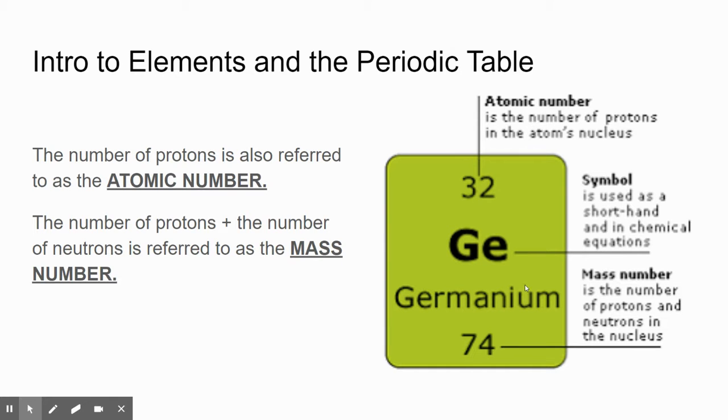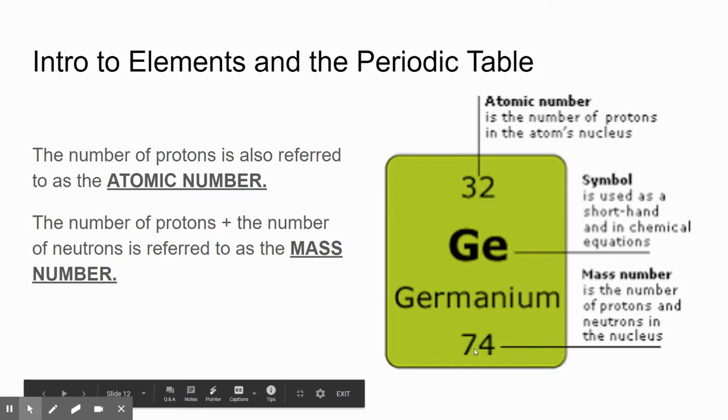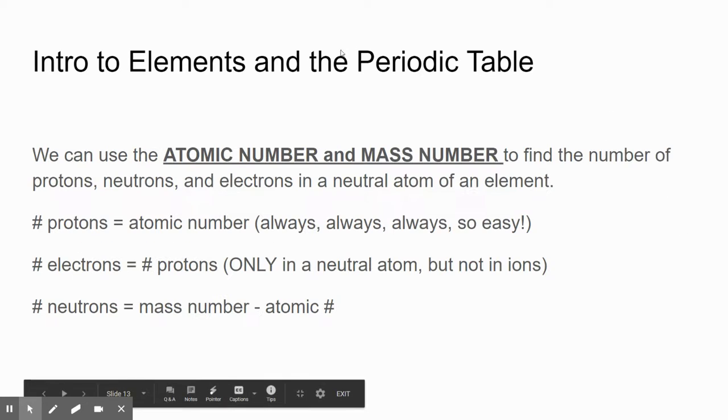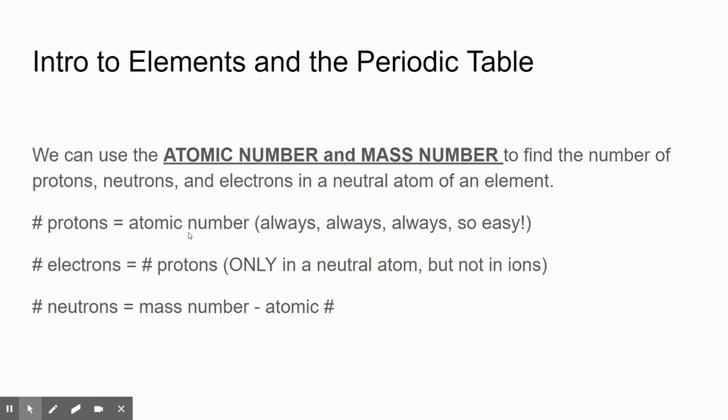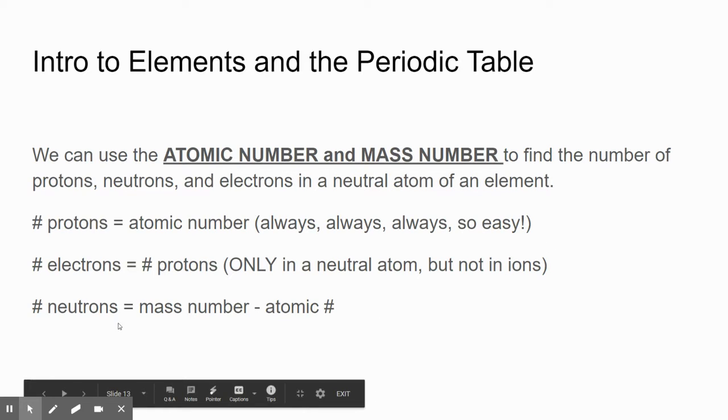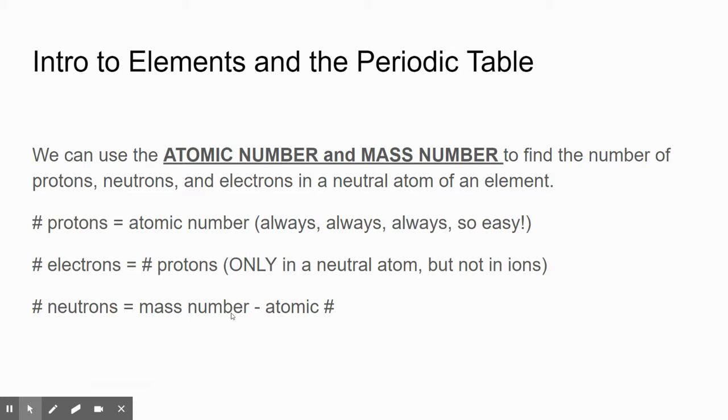And then you usually have the name and then the mass number. Now the mass number is the number of protons and neutrons in the nucleus. So add them together. Protons plus neutrons gives you the mass number. So if we're trying to find the number of protons, it's always equal to the atomic number. Super easy. Electrons equal the number of protons in a neutral atom. That's all we're doing for the moment. We'll talk about ions another day. And then if we want to find the number of neutrons, we take the mass number and subtract the atomic number, and we should get the number of neutrons.